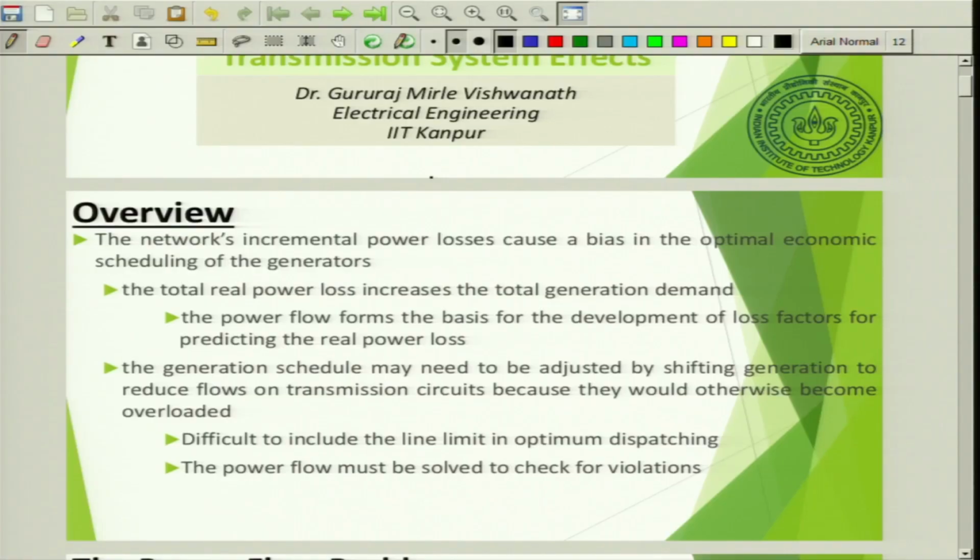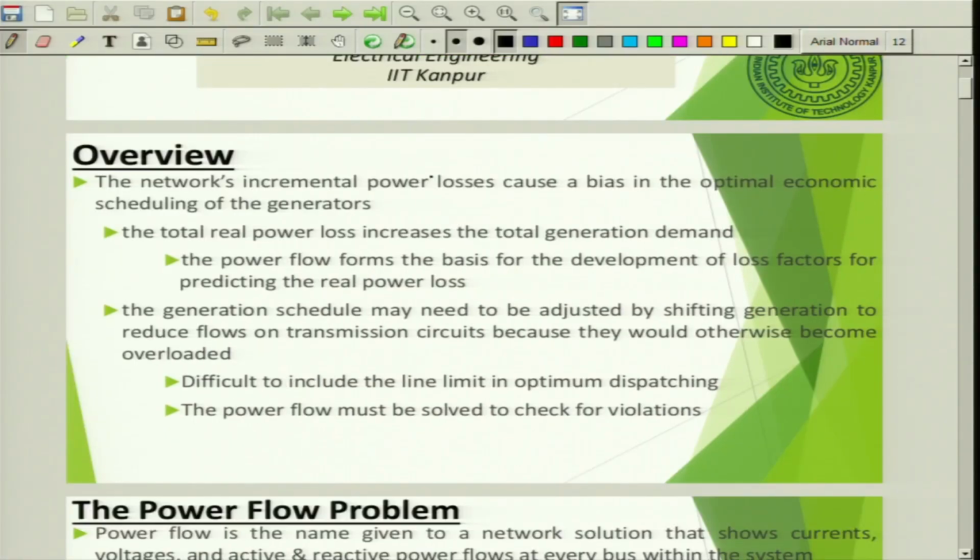Today's lecture will discuss transmission system effects. Mainly we will emphasize load flow analysis and give an overview of it. The network's incremental power losses cause a bias in the optimal economic scheduling of the generators. Ultimately, we need to consider incremental power loss, because if we ignore them, we are not able to optimally find the economic scheduling.